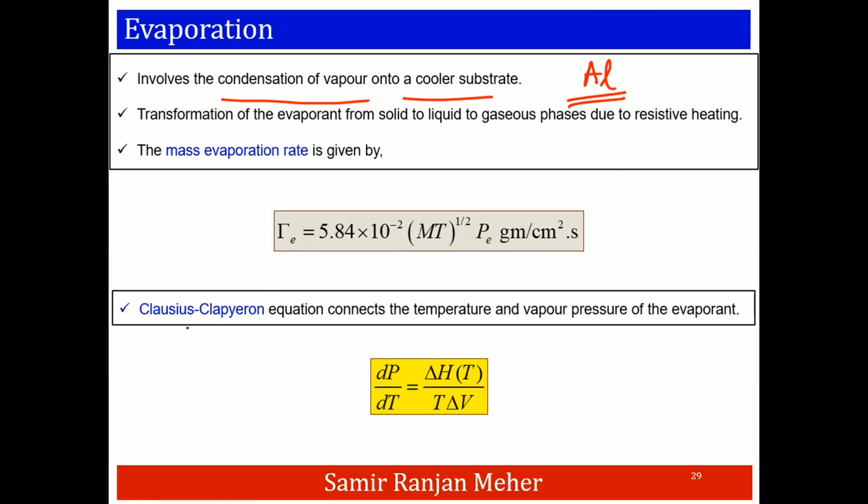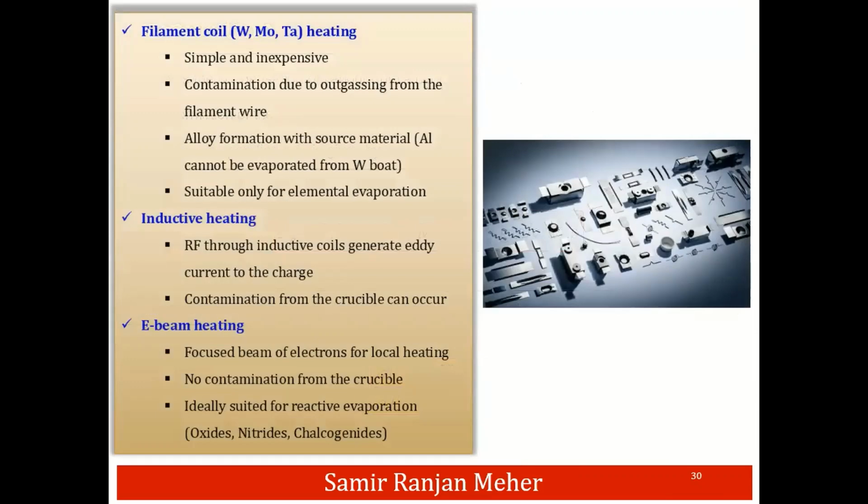It is governed by the Clausius-Clapeyron equation, that is dP/dT = ΔH/(TΔV), where ΔH is the change in enthalpy, and the mass evaporation rate is given by this. Again, it depends on the pressure and also on the mass of the substance that you are taking in the evaporation boat. There are different ways of evaporation. The most familiar way is to use a filament, which is called thermal evaporation, and heat it at a high temperature. It is very simple and very cost effective.